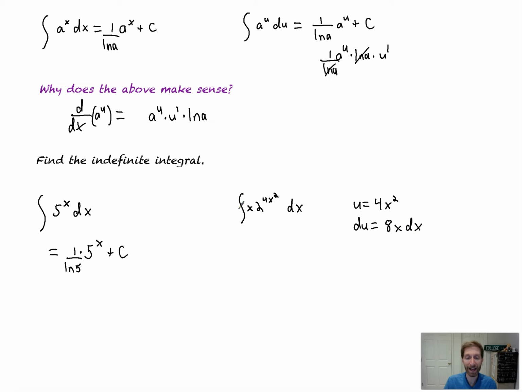So we don't have an 8x, so I'm going to put an 8 here, and I'll divide by 8, or multiply by 1/8 that is. So I'll get 1/8, and 8x dx is du. So I get du, and then I get 2 to the u.